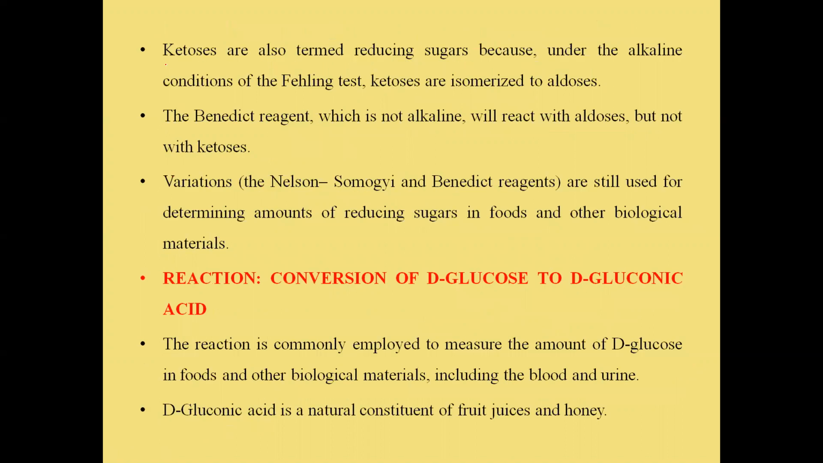Moving on to the next, ketoses are also termed reducing sugars because of the alkaline conditions of the Fehling's test. Fehling's test has cupric oxide as the initial reagent, that is copper 2, which is alkaline in condition. So under this alkaline state, the ketoses are isomerized to aldoses. We know that fructose and glucose are structural isomers of each other. So whenever an alkaline condition prevails in a reaction, the ketoses are converted or isomerized to aldoses.